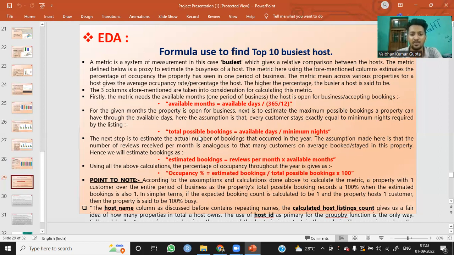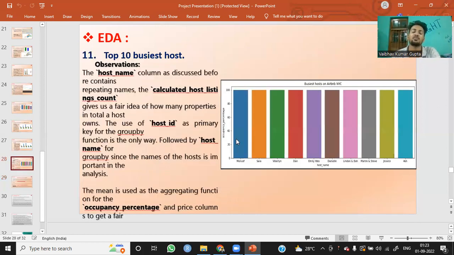So for estimated booking, I have converted reviews per month into available months, and for occupancy percentage, we have divided estimated bookings by total possible bookings times 100. Using this metric, we have generated the top 10 busiest hosts, and we can see that Monsef, Sarah, Wiblain, Dan, Emily Wills, Daniel, Laden and Bear, Martin and Steve, Jessica and Ash have 100% occupancy. So that means these are the hosts which are busiest. There can be many more, so I have just plotted the top 10 busiest hosts.